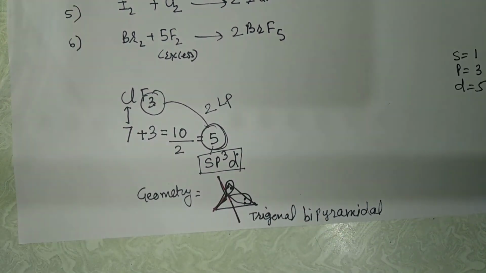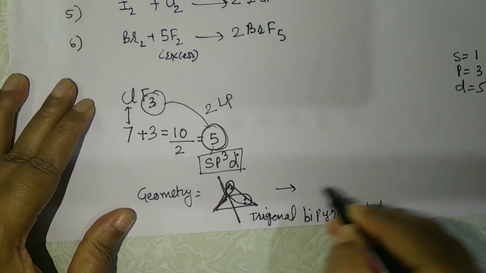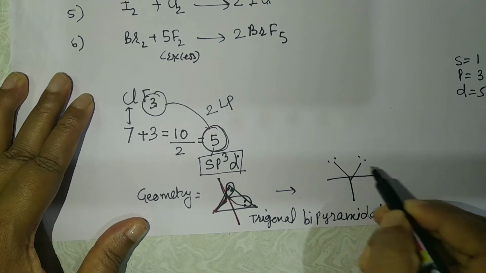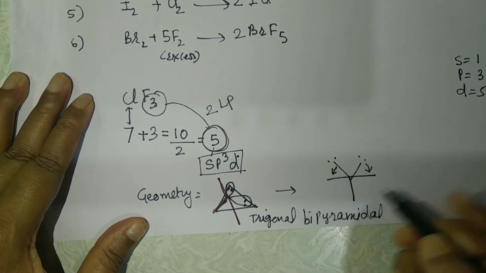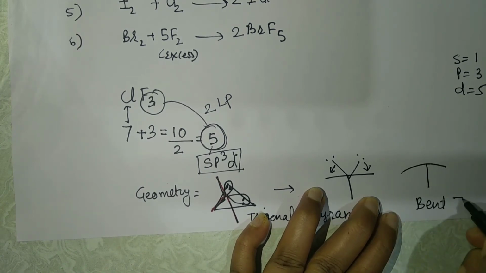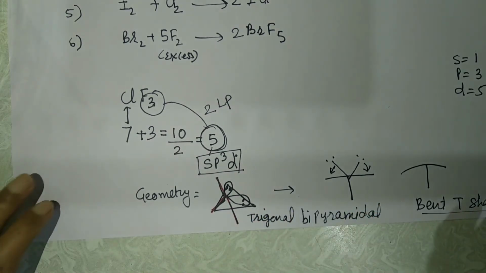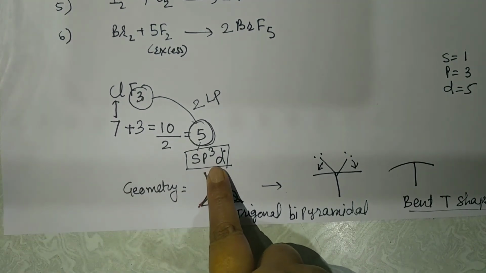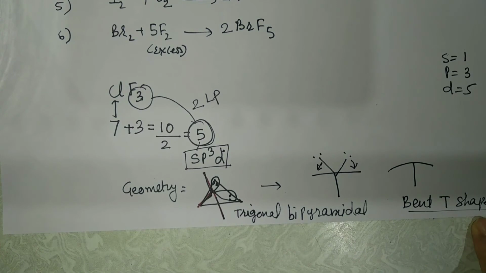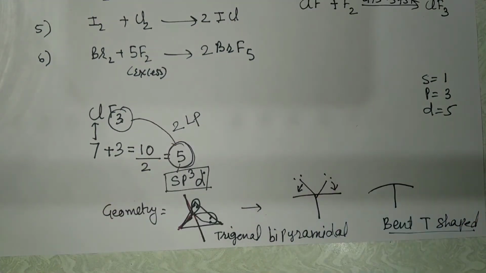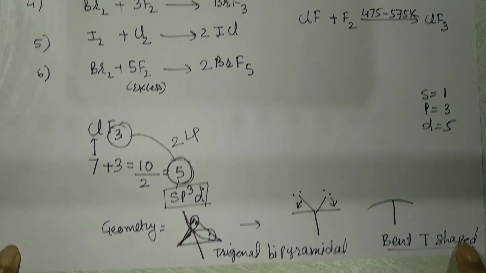What is the shape here, students? The shape here is T shape. But as the lone pairs are present here, they will push this bond pair down and therefore the geometry becomes bent T. So in case of ClF3, chlorine will undergo sp3d hybridization with bent T-shape geometry with 2 lone pairs. So this is how you will assign the hybridization and geometry on interhalogen compounds.